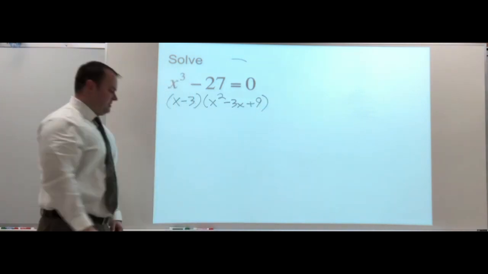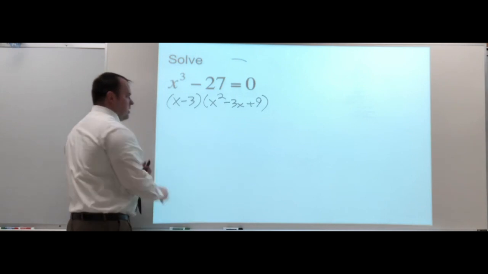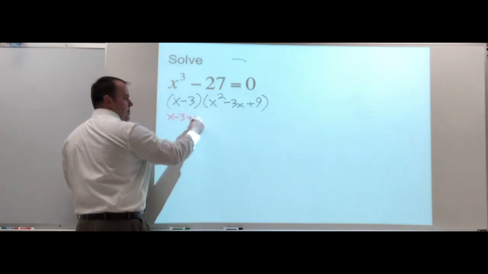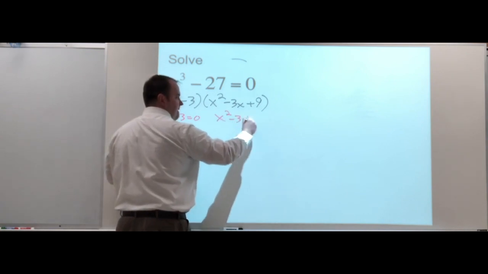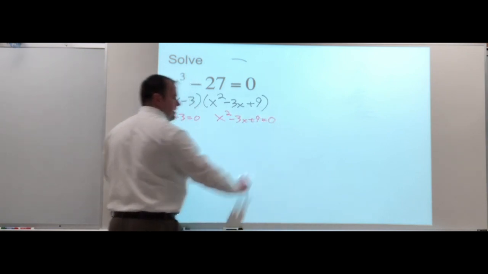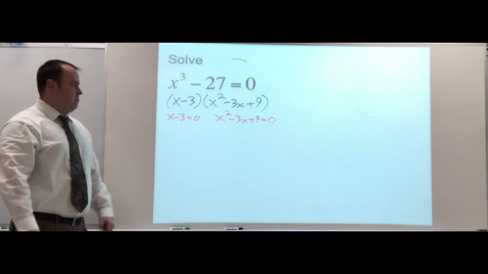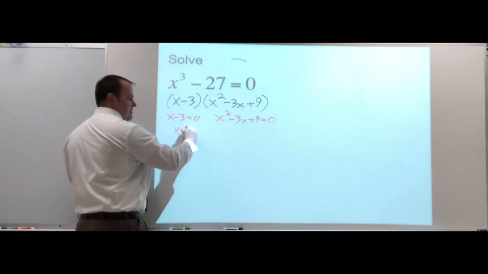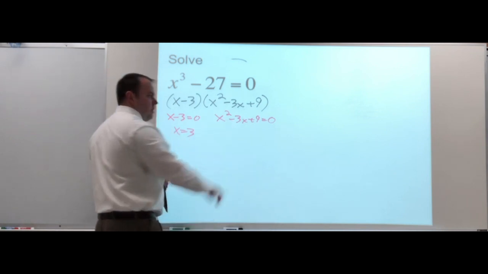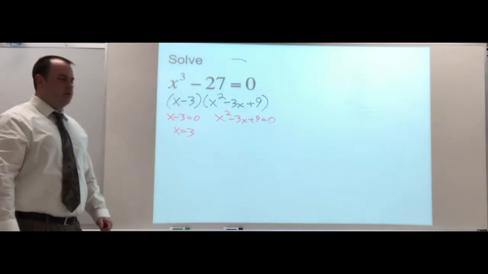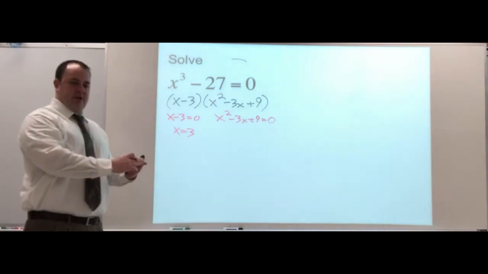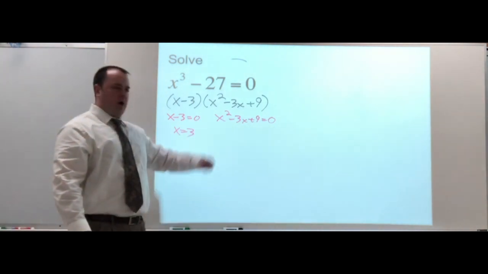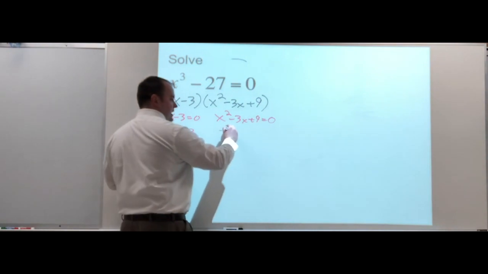Now to solve, we're doing the same thing as we did before. We are going to set each piece equal to 0. And once you set it equal to 0, you're solving that equation. These are equations we should be able to solve. x equals 3. Now over here, we do have the quadratic formula. Somehow you have to be able to solve this quadratic equation. I'm going to use the quadratic formula.